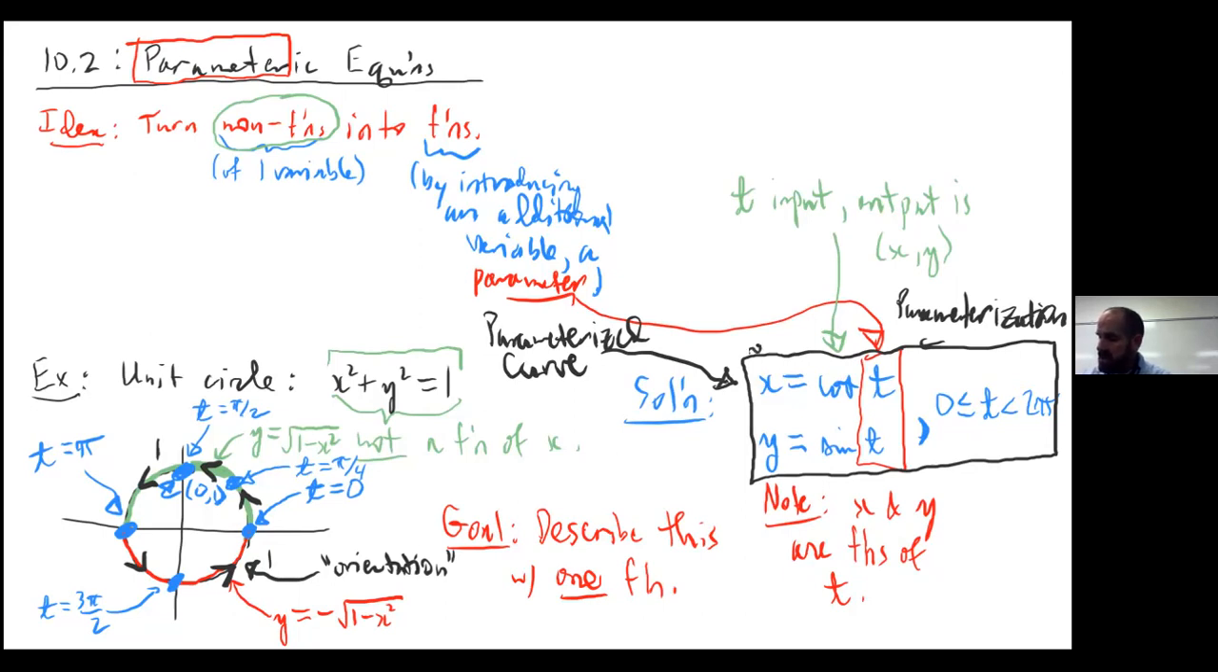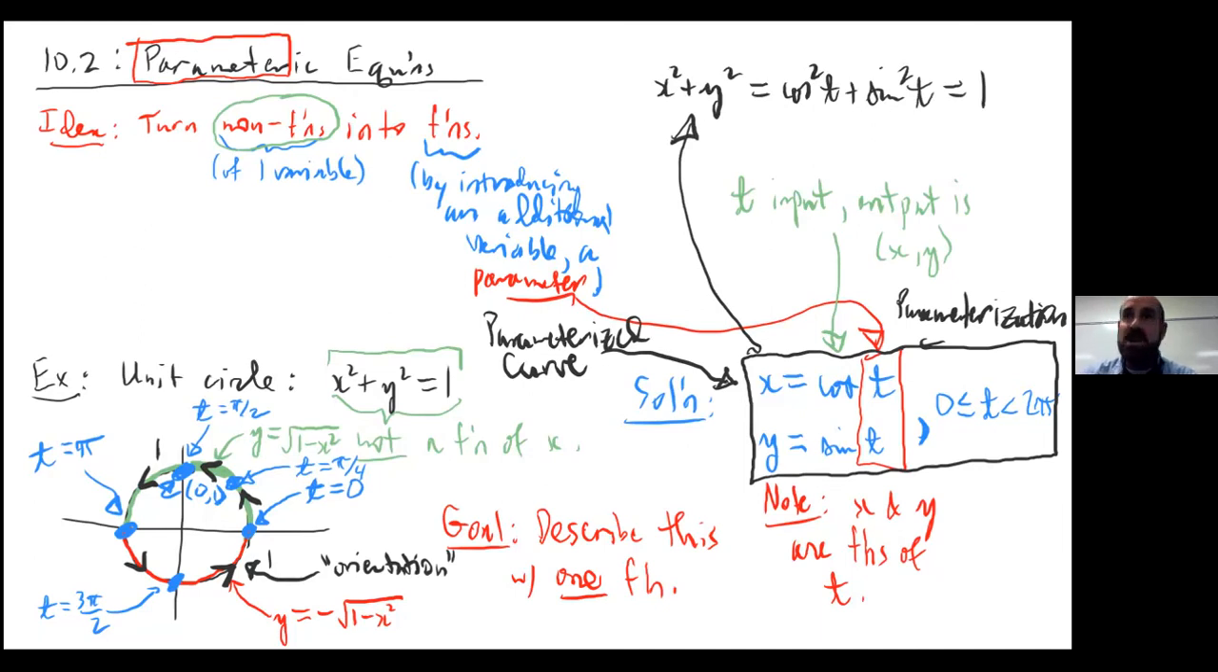So if I take this thing, I can actually eliminate t by saying, well, for crying out loud, x squared plus y squared is cosine squared t plus sine squared of t. But what's cosine squared of t plus sine squared of t? Always 1. So I can recover the xy equation that describes this thing. Does that make sense? This is a technique called eliminating the parameter.